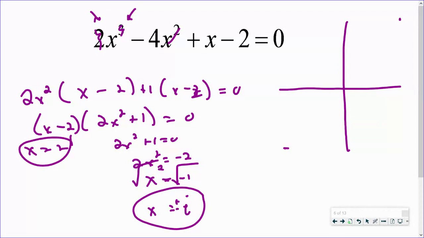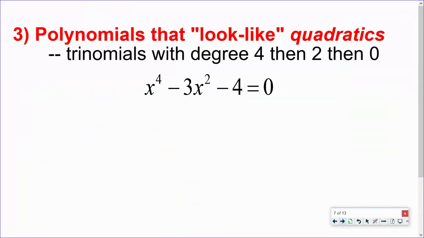I can't graph i. So there you go. That's going to be my answer for this one. That was a little bit more hairy. Now, this is a look-alike. If you notice, this has 3 terms to it, so that makes me think that it's going to be a normal one. But then I look at this and I see a power of 4 and a power of 2. Well, if this was x squared and minus x, that wouldn't be a problem.